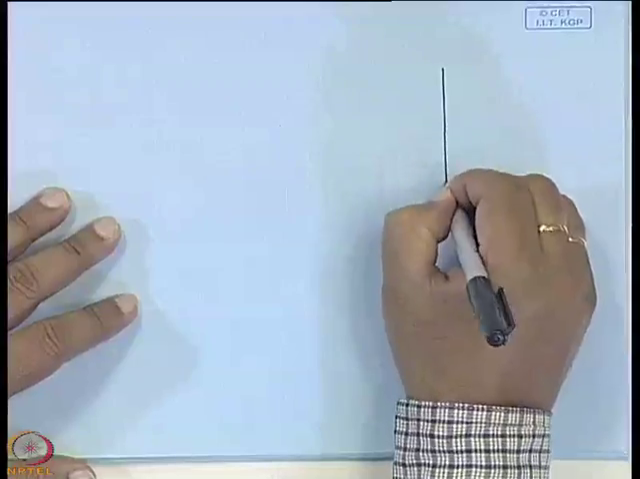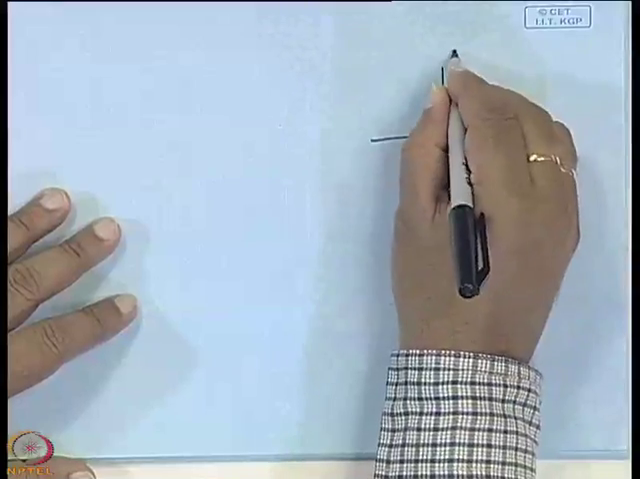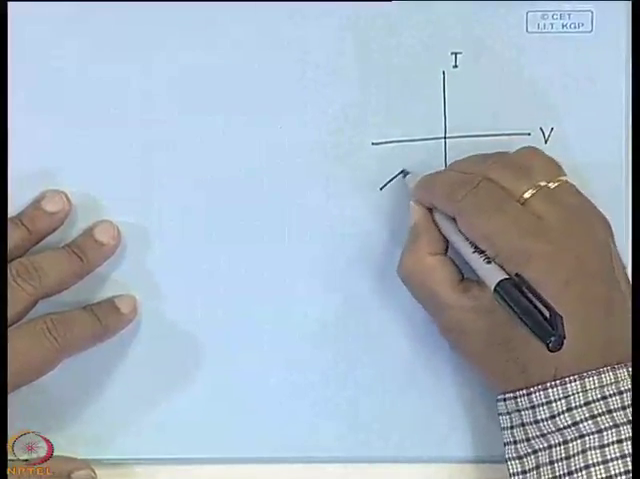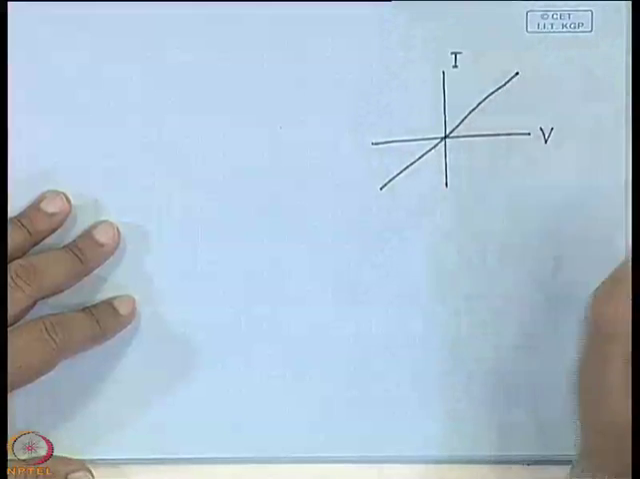So, that means for ohmic contact the current voltage characteristics will follow this kind of a variation.